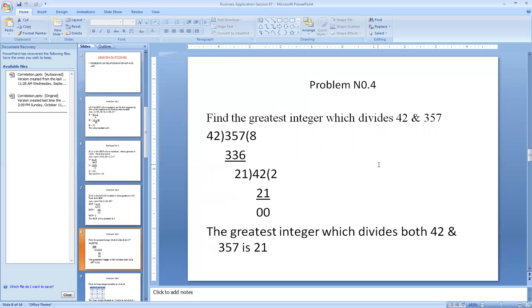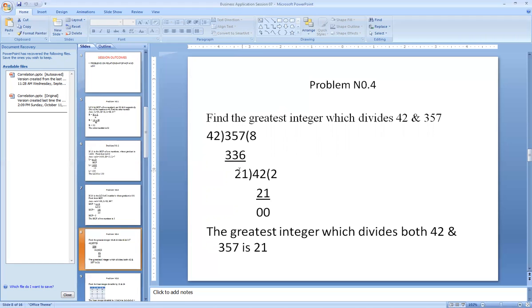Let us see the next question: find the greatest integer which divides 42 and 357. In the same manner, the greatest integer is nothing but the HCF. So 357 divided by 42 gives 8 times, that is 336, and then the remainder will be 21. Again, we have to calculate the value of HCF.